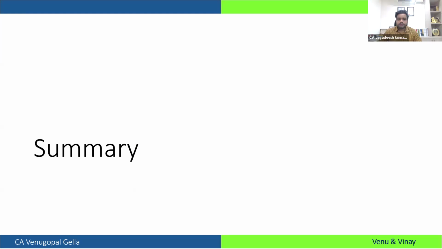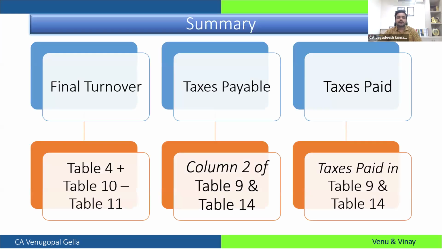Coming to the summary, what is my final turnover? In case of taxable turnover, it is 4 plus 10 minus 11. And if I include the table 5 turnover, that's my whole turnover. It is a comparable figure with my GSTR-9 GST turnover as per the table 5C of the GSTR-9C.